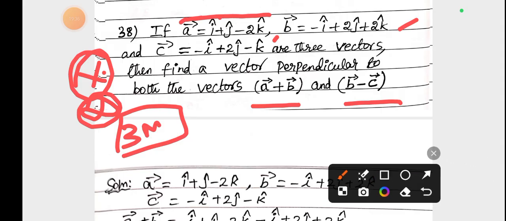Okay. So now what do I have to do? Find a unit vector perpendicular to both the vectors. Two vectors perpendicular, now we have more ways. One of the ways, you do cross. So what I have to do? A vector plus B vector cross B vector minus C vector by magnitude of this. That's it.